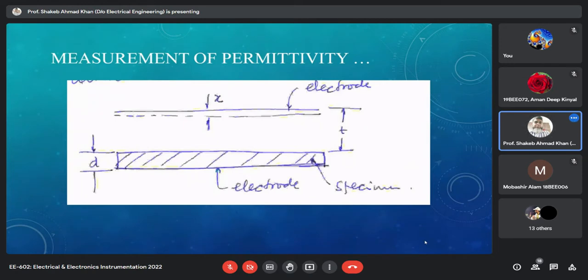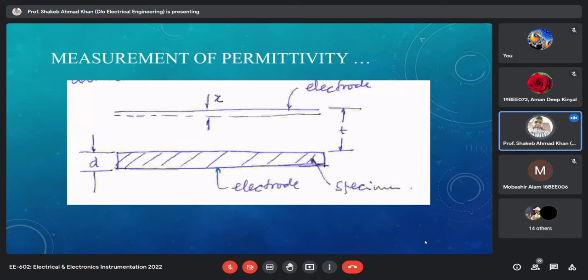So this is an experimental arrangement to measure the relative permittivity of the insulation sample, and it's very convenient. The salient point of this method is that it is very convenient. Setup is like that.